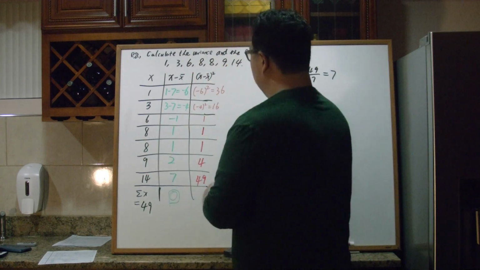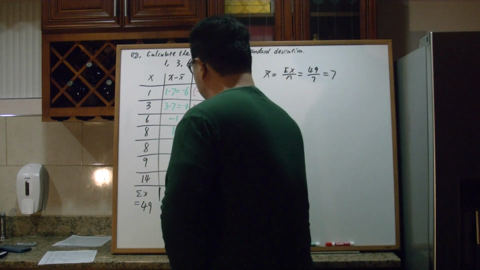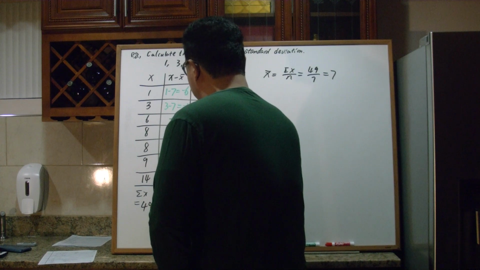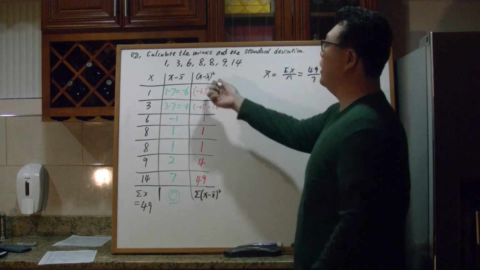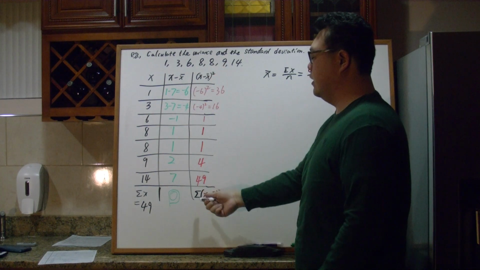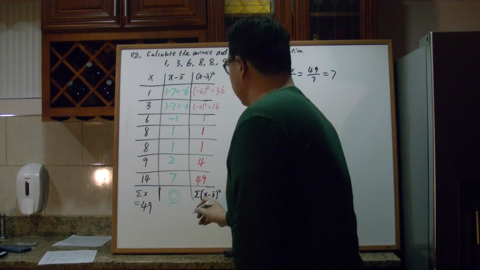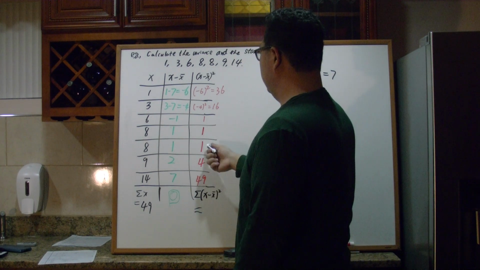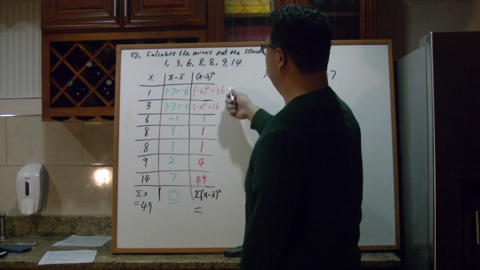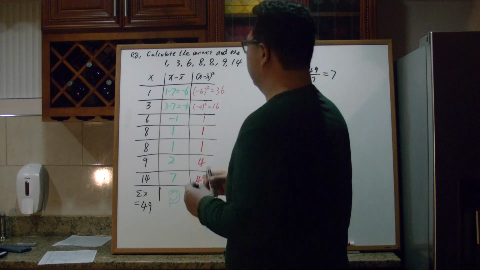Right, then this column underneath is called the sum of x minus x bar squared. Since we have the column of x minus x bar squared, we take the sum of it, and we can get what? That's 56. 56 plus 52, that's 108.